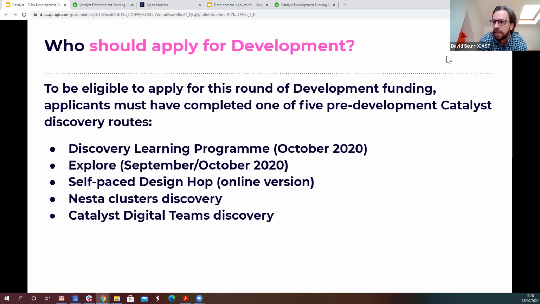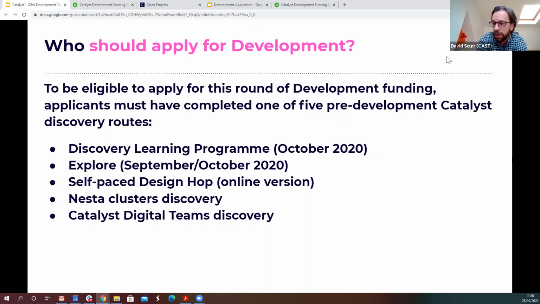So the first one is this Discovery Learning Program, which took place mainly throughout October and has just ended. We had 11 cohorts of between 8 and 10 organizations take part in that program who are eligible to apply for the second round of funding. There's also an Explore program, which took place in September and this month, October, which has recently also ended.